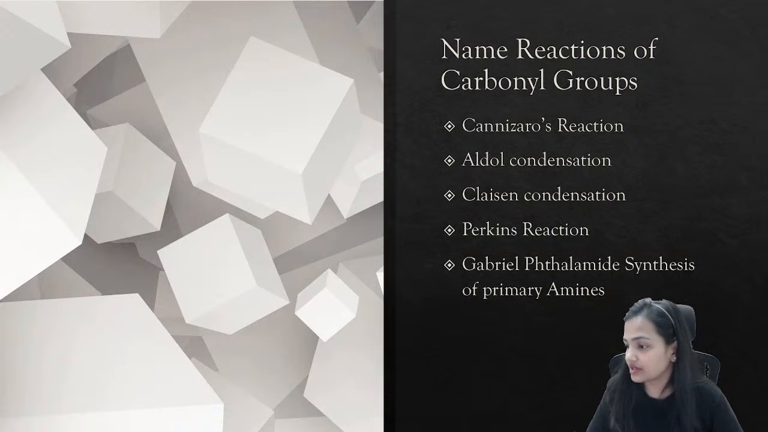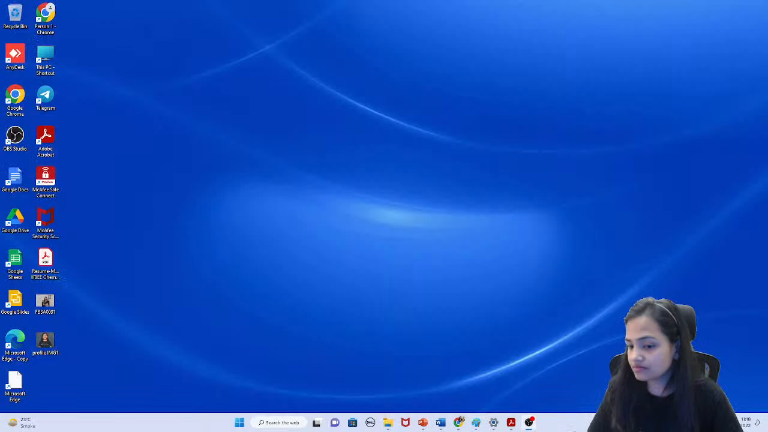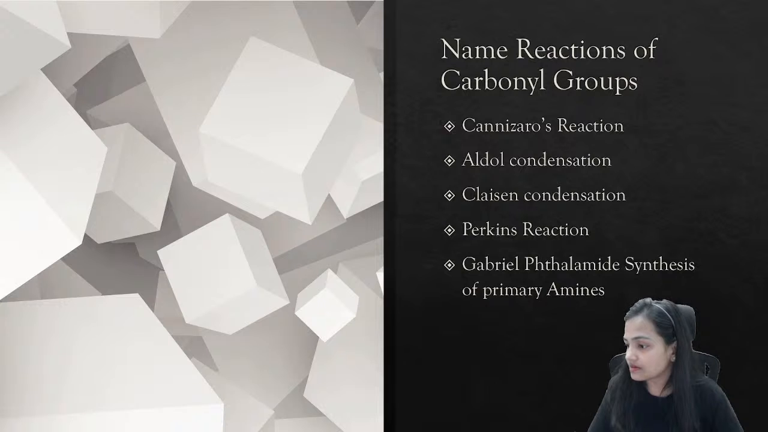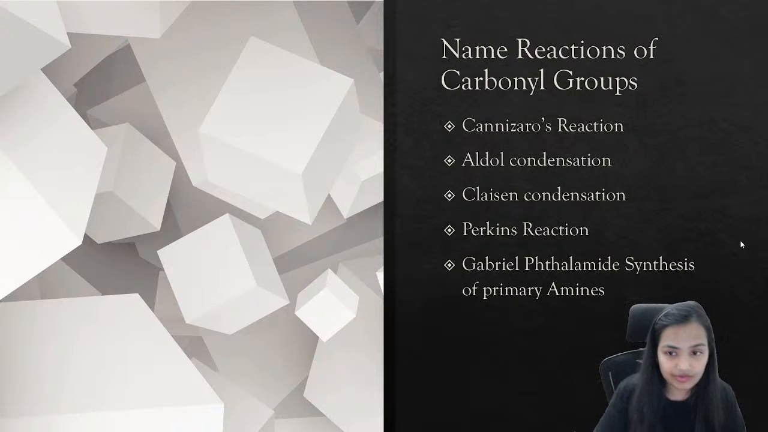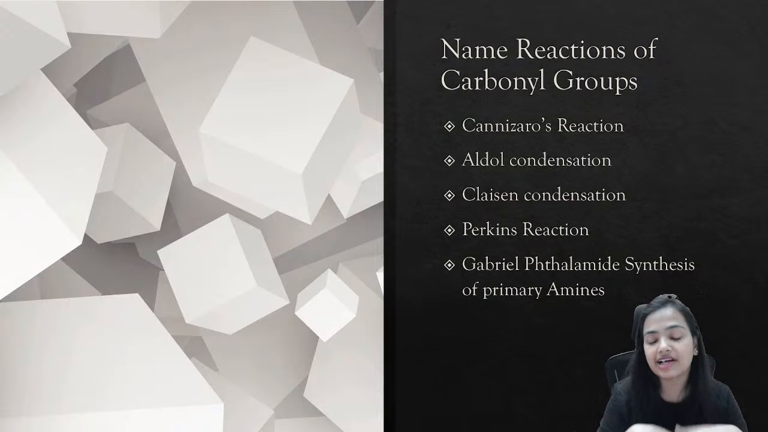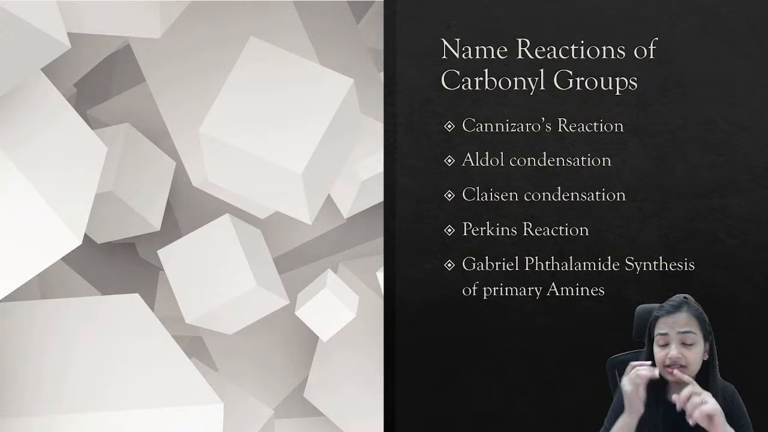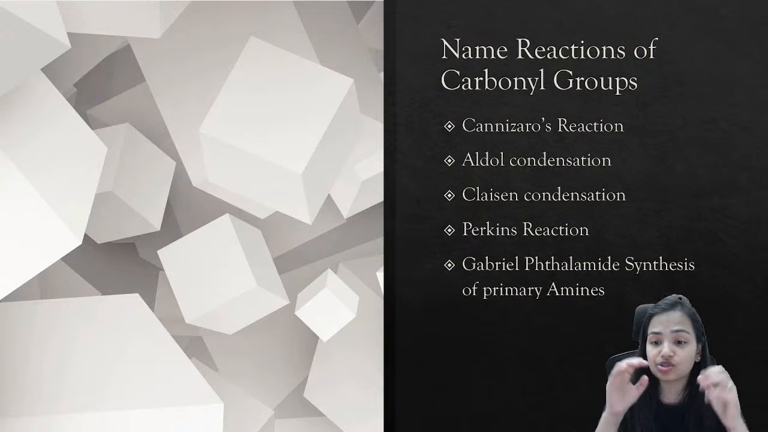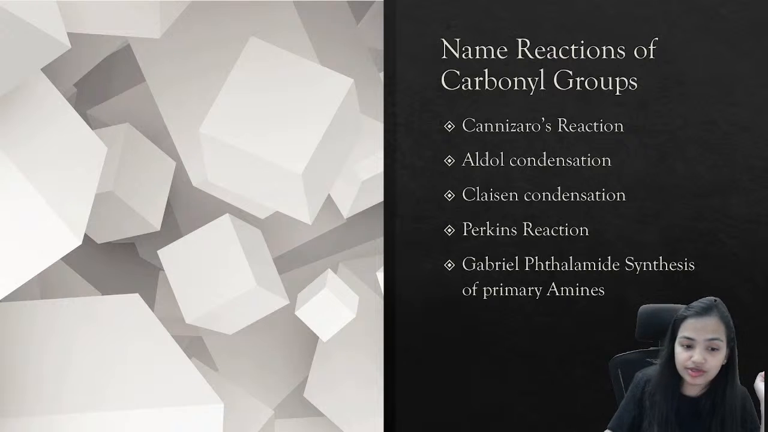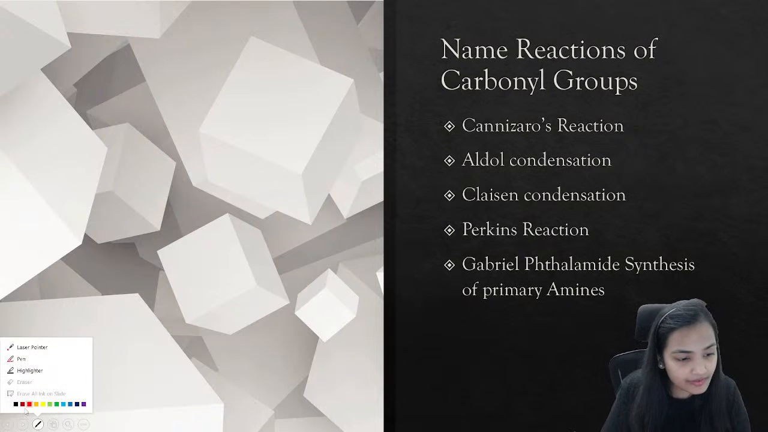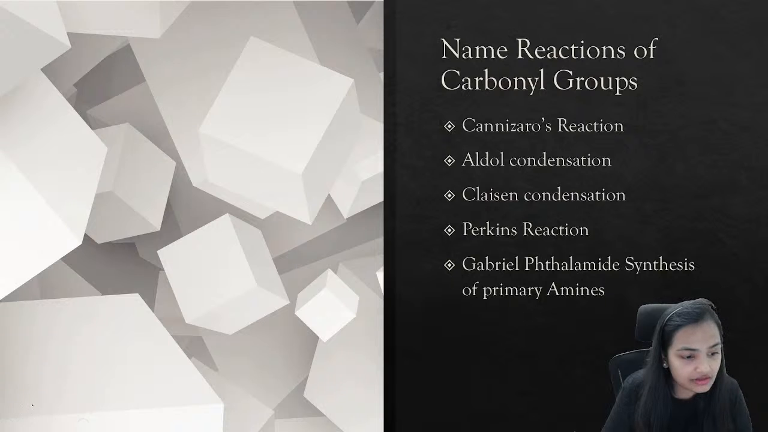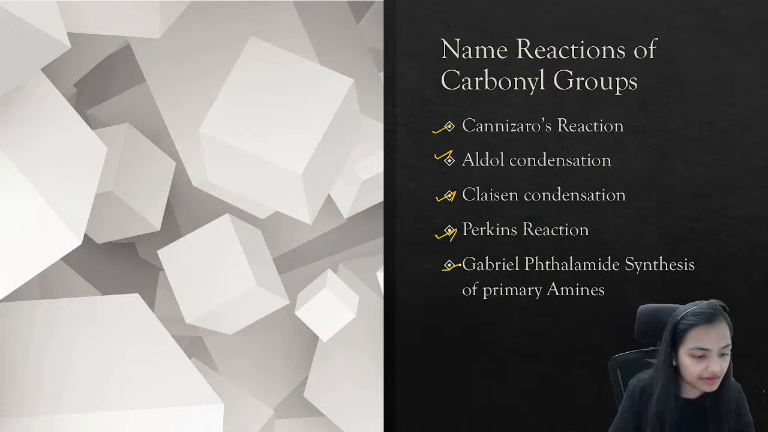Everything is fine. So now we will be focusing over the name reactions. These are the name reactions which I will be telling you in today's lecture, that is the name reactions related to the carbonyl groups. It could be the Cannizzaro's reaction, aldol condensation, Claisen condensation, Perkin reaction, Gabriel phthalimide synthesis. So in total, how many name reactions are we going to focus on? Those 5 name reactions: 1, 2, 3, 4, 5. So 5 name reactions we will be covering in today's lecture.